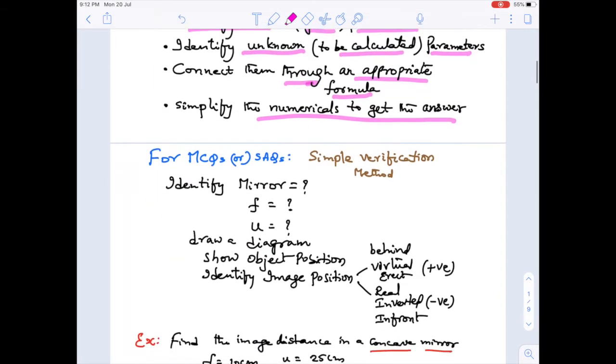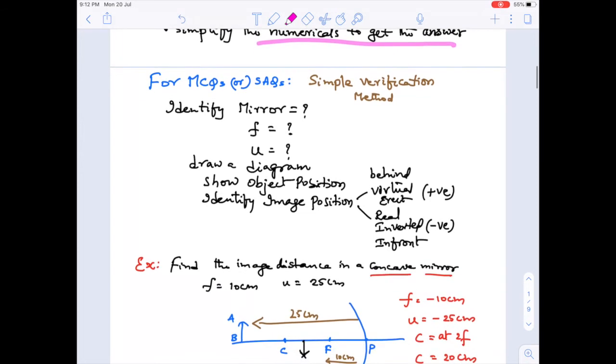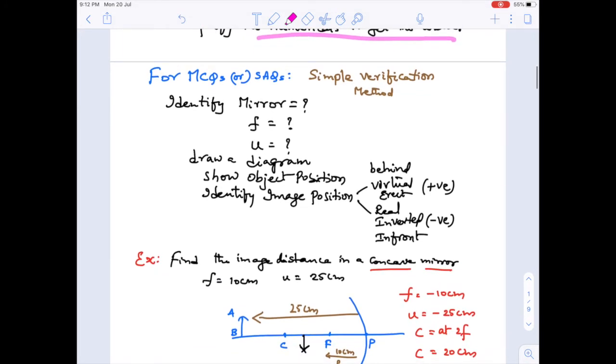Now, before I proceed, let me just give you some tips on this. There is a simple method for solving multiple choice questions or short answer questions, where by reading the problem itself, without actually putting the numbers and calculating, you can identify the position and nature of the image. I call that a simple verification method. Now, what do we need to do? Identify what kind of a mirror it is, find out what is the focal length f, find out what is the object distance. Then if possible, draw the ray diagram.